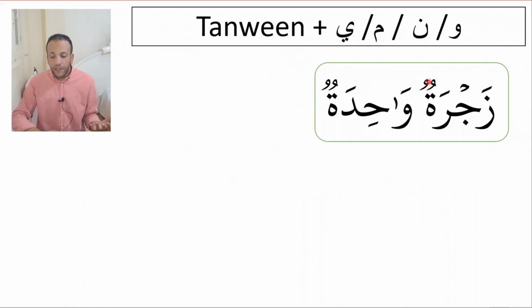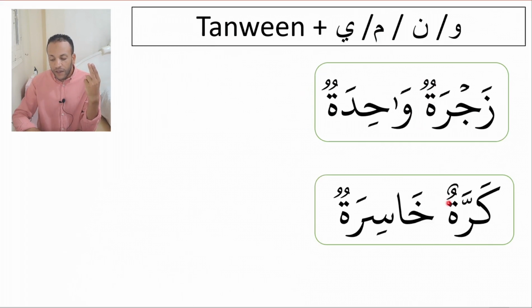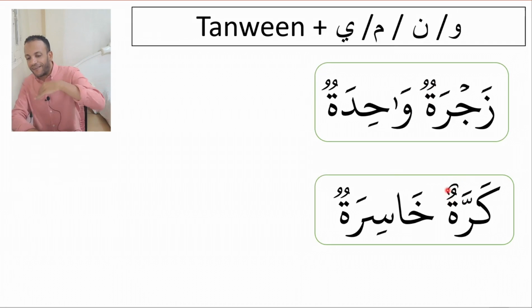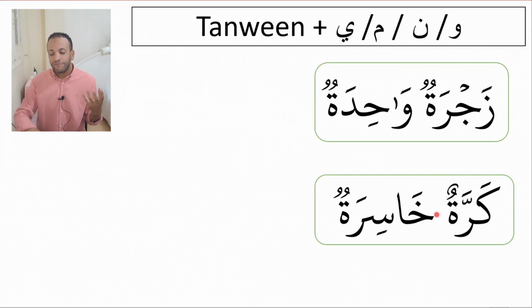You can find it written like this. The sign of Dhamma, you find it written twice. This is Tanween Dhamma. But you can also find it written like here, like what we have below: one Dhamma with a cover. Okay, so in both cases, it is Tanween Dhamma.